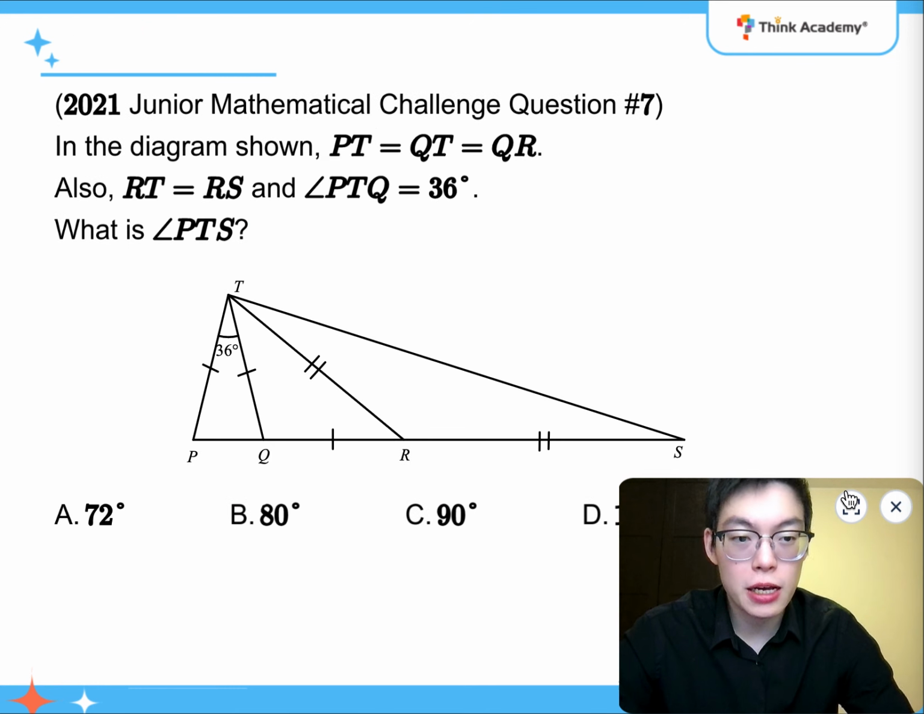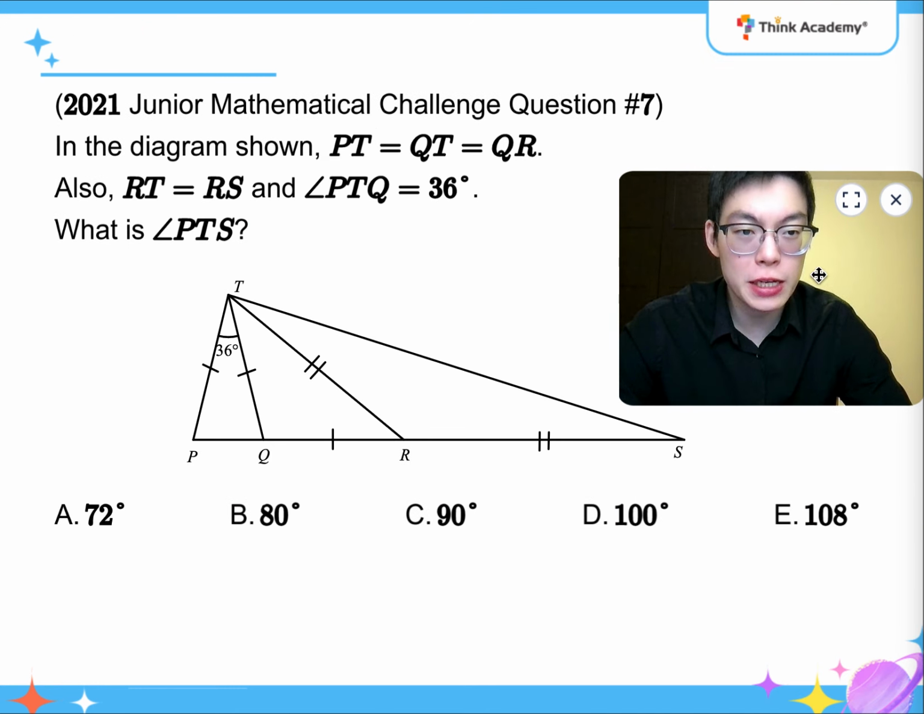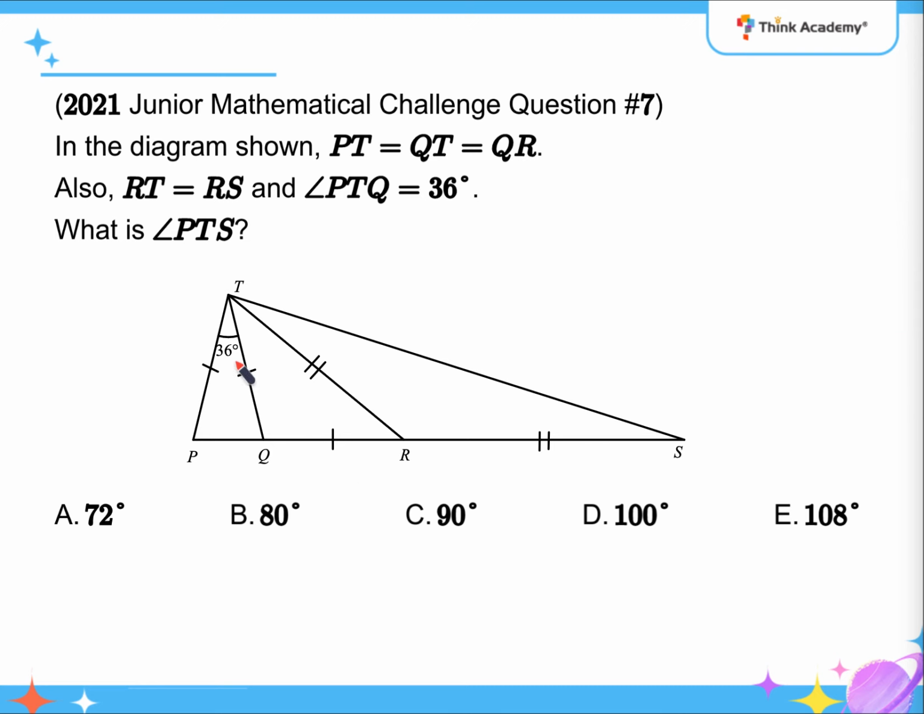So far these are easy questions. And question 7 is slightly trickier. This is a question on angles.